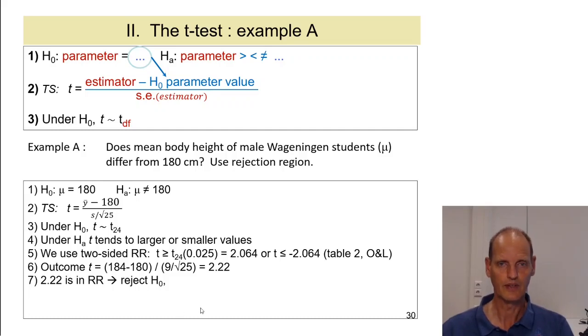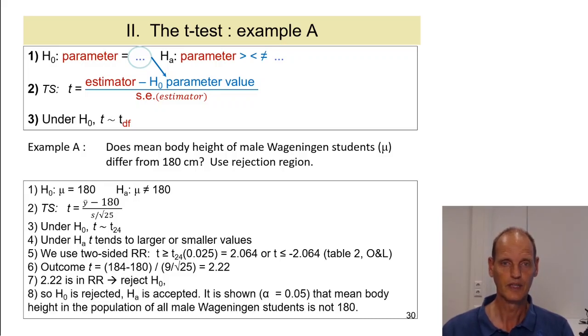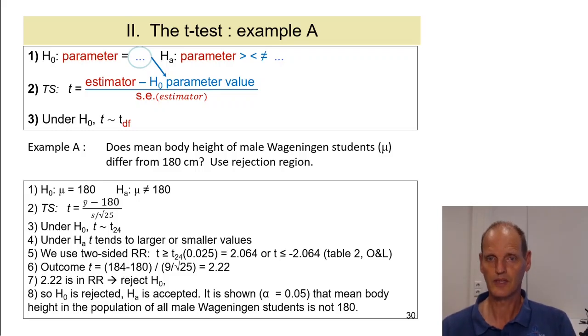2.22 is in the rejection region, so we reject the null hypothesis. And so the conclusion: null hypothesis is rejected, HA is accepted or proven. It is shown at alpha is 5% that mean body height in the population of all male Wageningen students is not equal to 180. Yeah, that concludes this test.